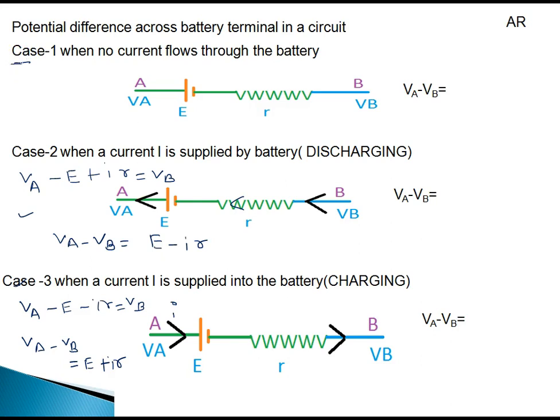Now, what mistake can you make here? In this branch there is no direction of flow of current, no arrow is given. So please don't assume on your own that a current is flowing. You have to say there is no current in this situation. So when there is no current, you cannot do plus IR or minus IR. So what will you do in this situation? You will write VA, and suppose you are moving from left to right, you will say minus E. This should be equal to VB, and finally what will you calculate?